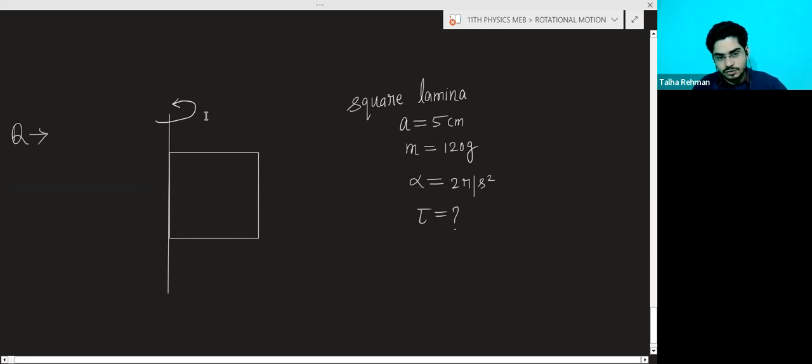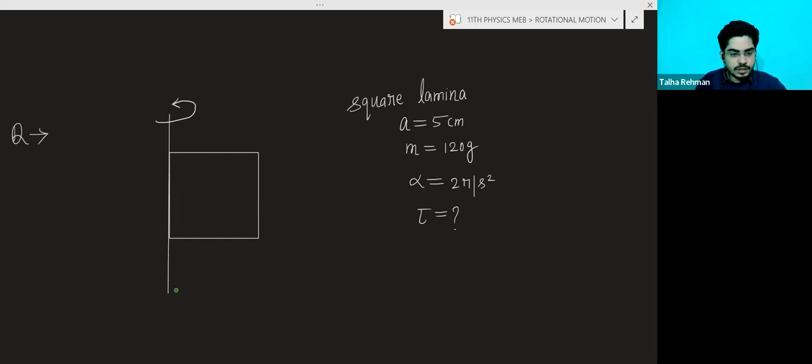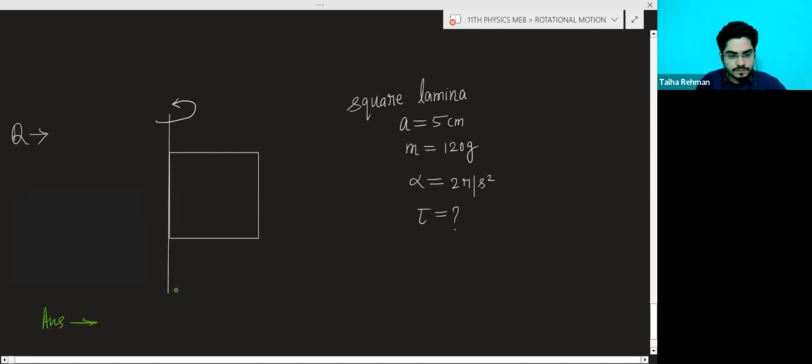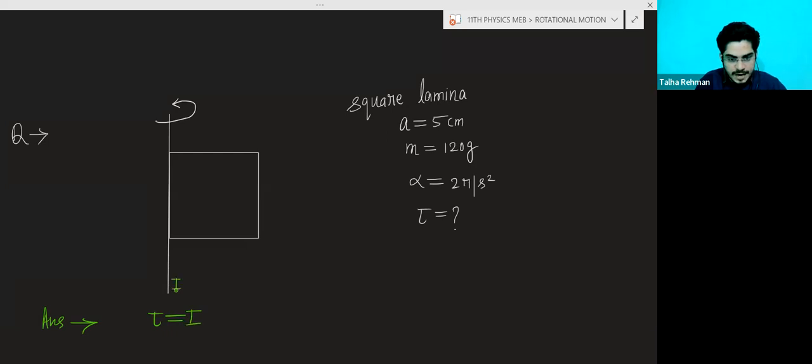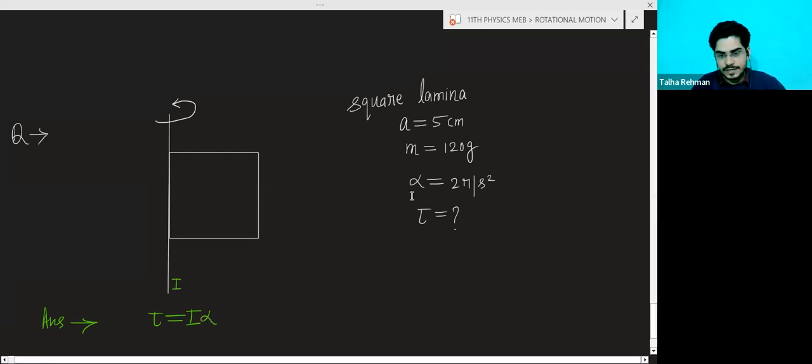Angular acceleration is given about this axis, which means this square lamina is rotating about this axis. You have to find the torque about this axis. So for finding the torque, you should know the moment of inertia about this axis, and alpha is given. So no problem for alpha. Alpha is given about this axis, but the moment of inertia about this axis, you should know.